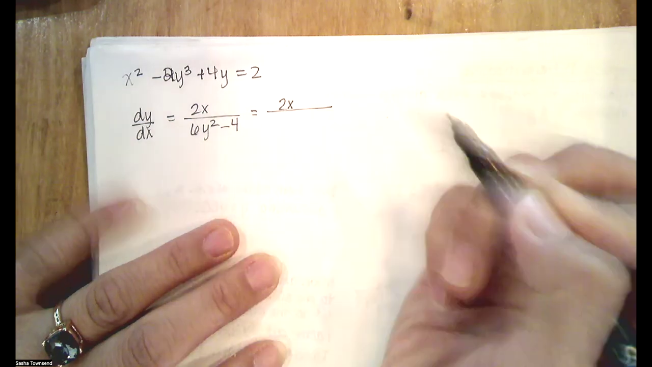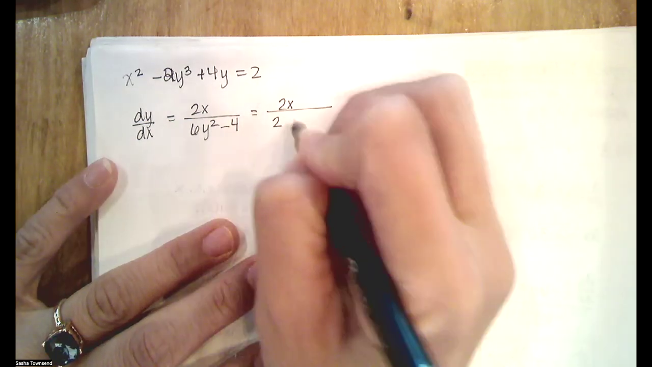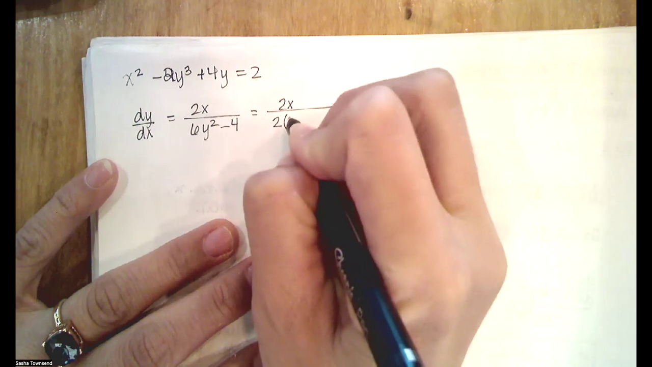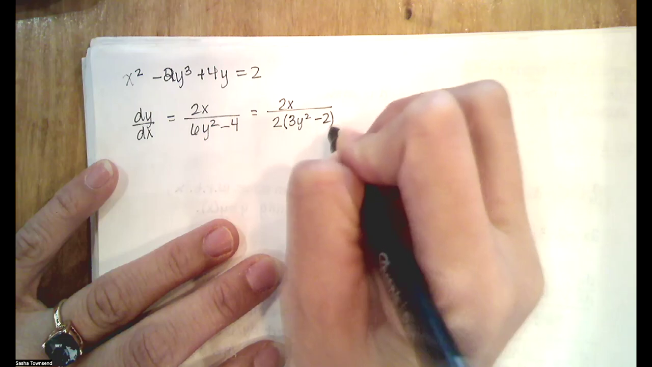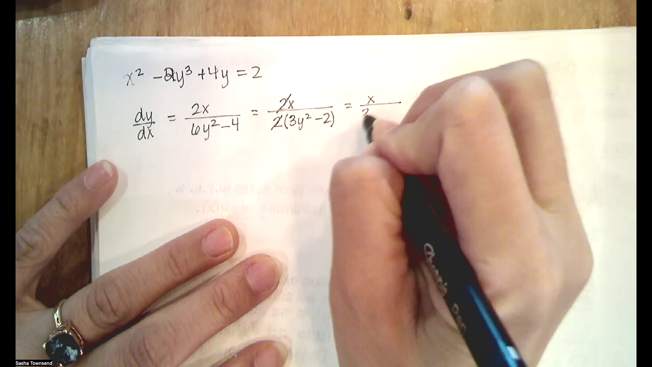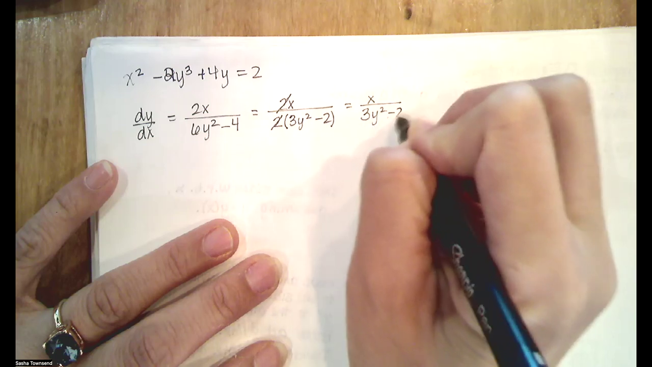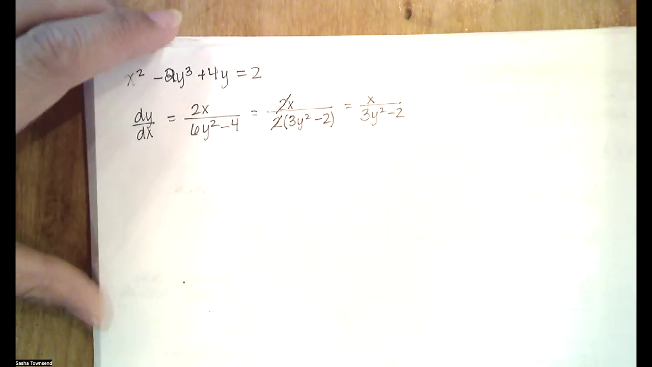Okay, one thing I just noticed was that the numerator and denominator have a common factor of 2. So I'm going to factor 2 out of the denominator. 2 times 3y squared gives me the 6y squared, and 2 times -2 gives me that -4. The 2's reduce. And our slope turns out to be x divided by 3y squared minus 2. Can't believe I didn't catch that earlier.